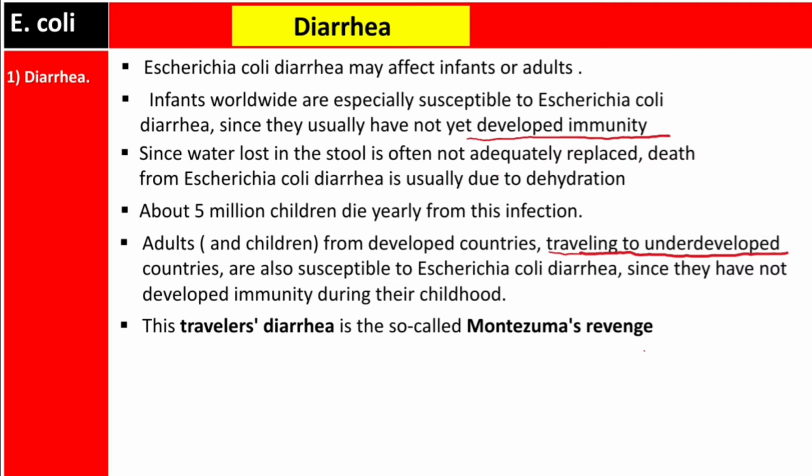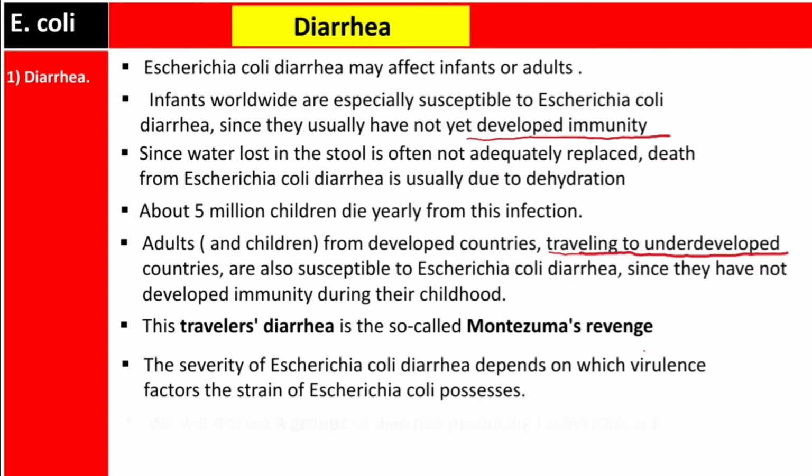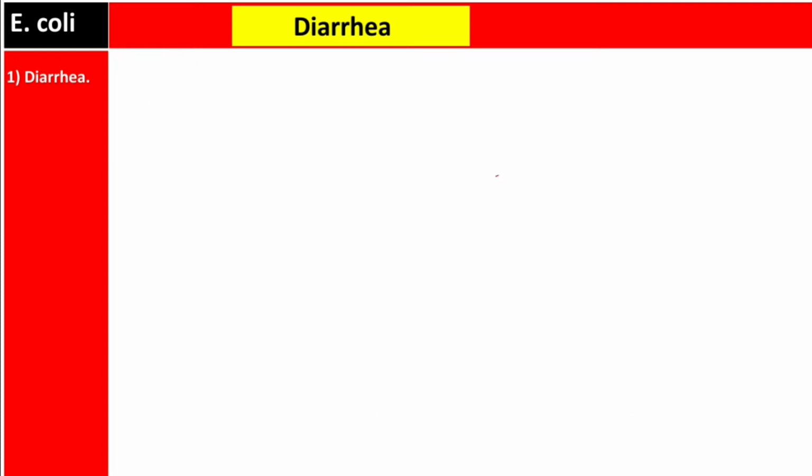The severity of E. coli diarrhea depends on which virulence factors the strain of E. coli possesses. There are 4 groups of diarrhea-producing E. coli which I want to talk about, but I will tell you in great detail only 3. The 4th one at the end of the video, so stay tuned. Let's start with the first one.